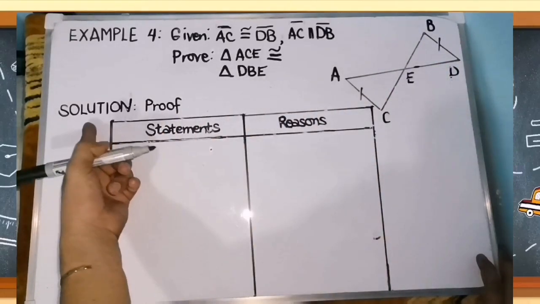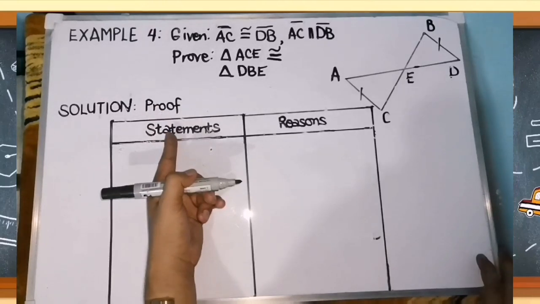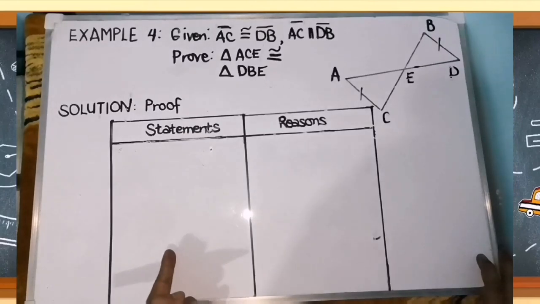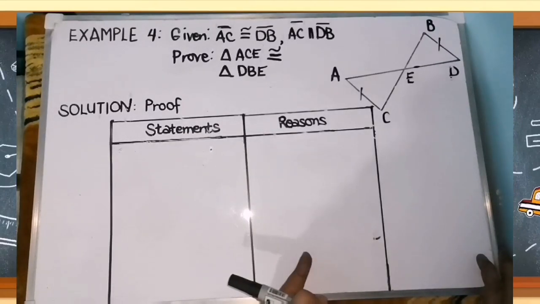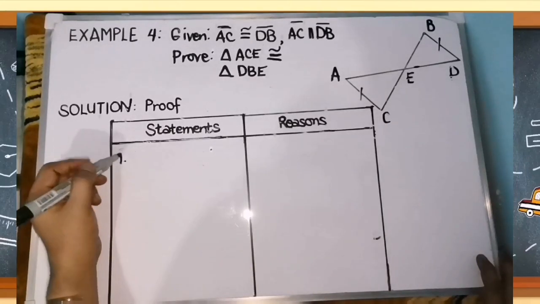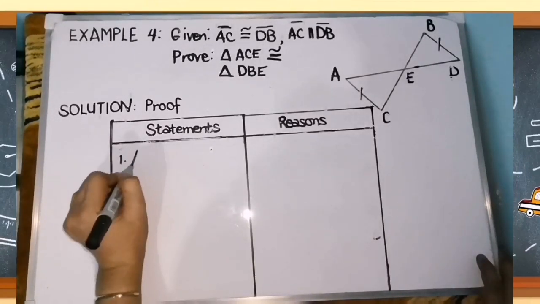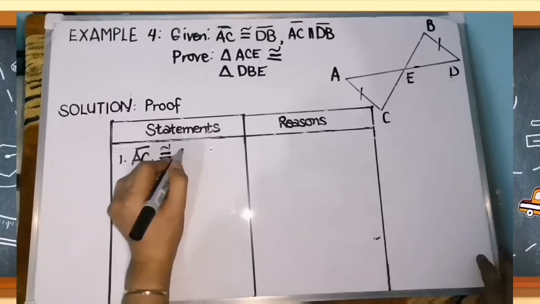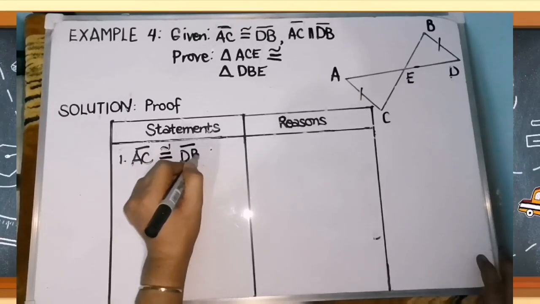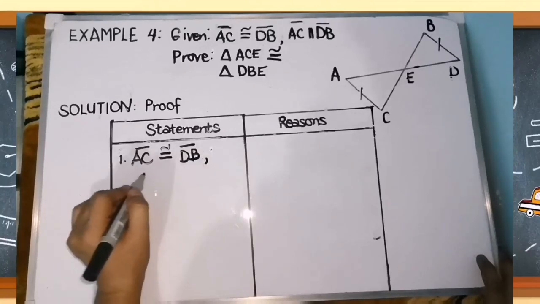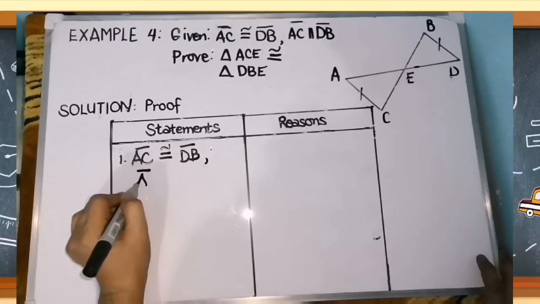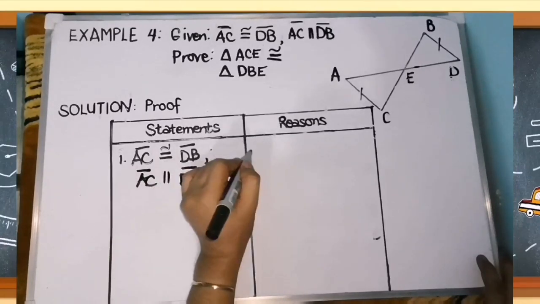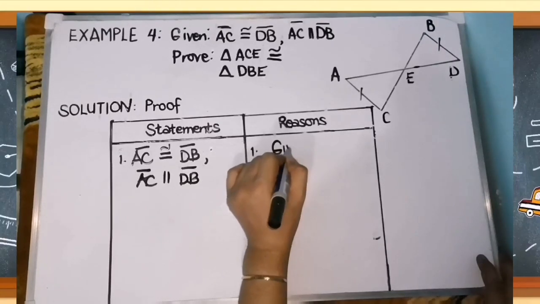So let's write the solution. For our proof, we have two columns. For the first column, we need to write all the statements, and for the second column, we need to write all the reasons. Again, let us start with the given. Segment AC is congruent with segment DB. Another, segment AC is parallel with segment DB. Again, our reason is given.